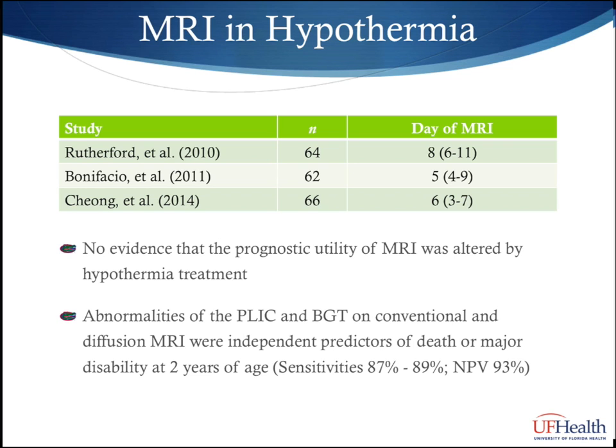One of the things that appears consistent across studies is that abnormalities involving the posterior limb of the internal capsule and the basal ganglia and thalamus on conventional and diffusion imaging were independent predictors of death and major disability at 2 years of age. Again, this data is from hypothermia patients and cannot necessarily be extrapolated to non-cooled infants.